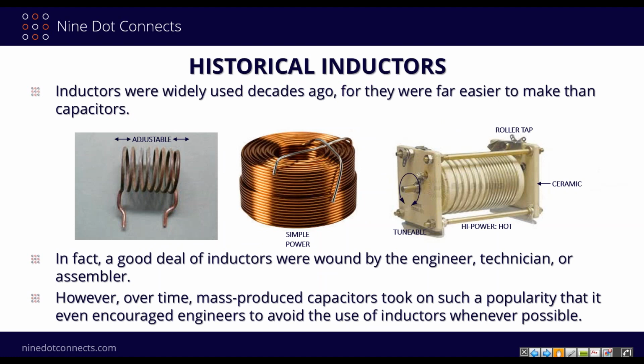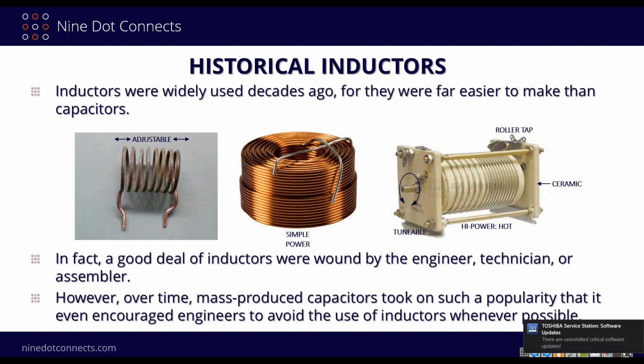And they went on to make some very high-powered ones that you could actually rotate, and they'd have roller taps on it for adjusting things like high-powered transformers. You know, 20 kilowatt. How do you tune a 20 kilowatt transmitter? Well, you have to have some kind of tuning element, and they'd oftentimes tune the inductor. It was easier than tuning the capacitors in many cases.